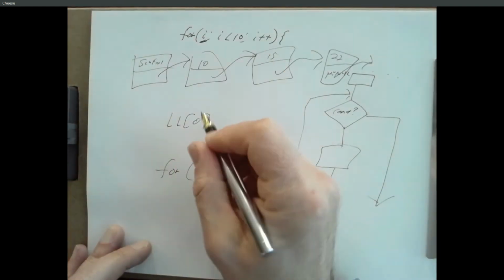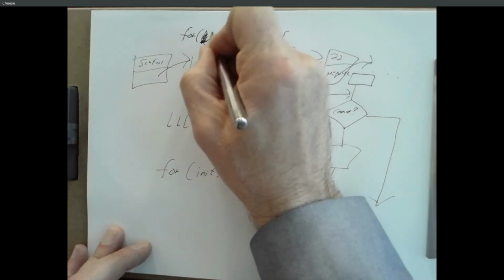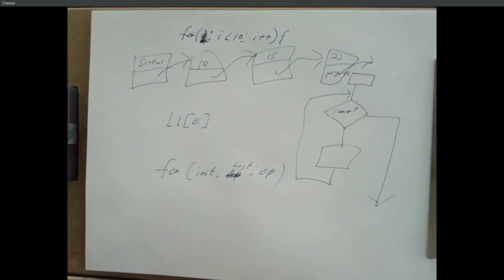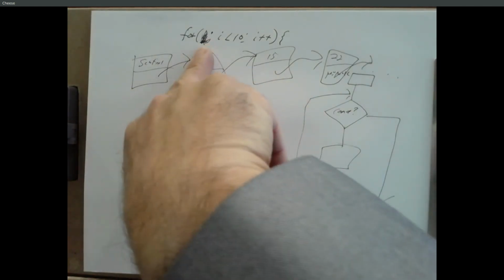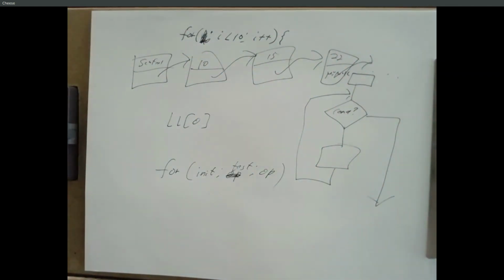Initialize your variable here, or if you really don't want to do anything, just say for semicolon if there's really no initialization you want to perform. But chances are you want i to have some starting value. It really should go in that first part of the for statement.